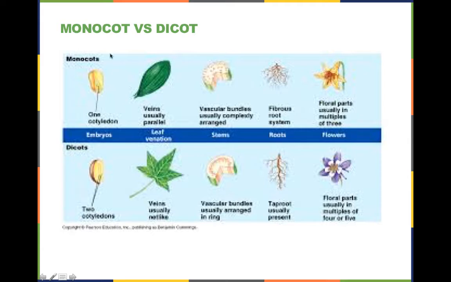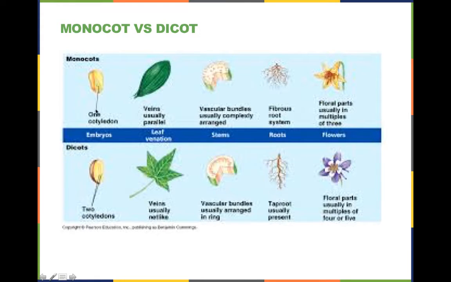Now, one of the things that controls the type of leaves that are produced is whether or not the seed has 2 cotyledons or 1. A cotyledon is a seed leaf, and here's an example of a seed with a single cotyledon, and it's called a monocot. Here the seed has 2 seed leaves, so it's a dicot or 2.